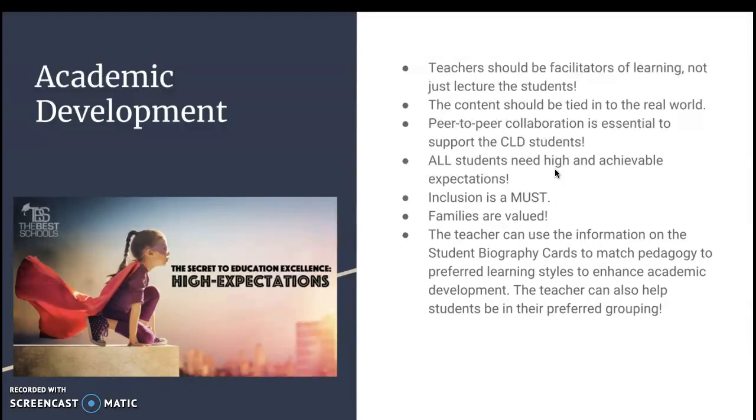Third, it's important to think about academic development. In this case, teachers should definitely be facilitators of learning, not just lecturing the student. All students can achieve at high levels.